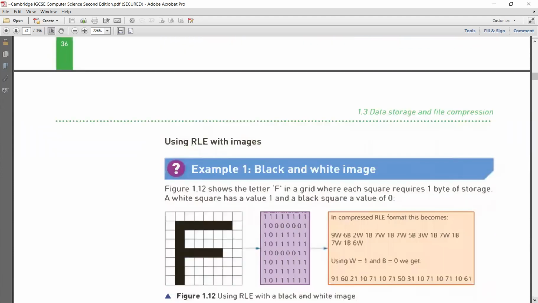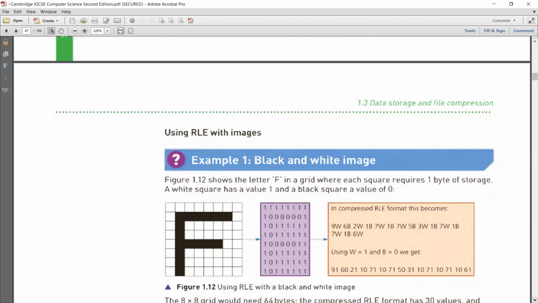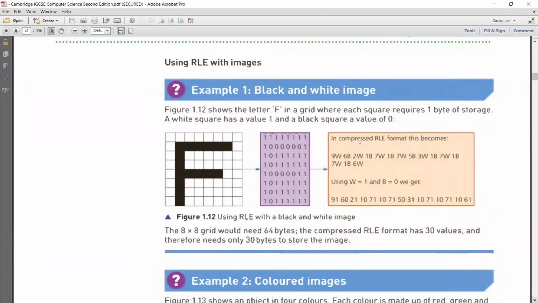Similarly, you can apply RLE on images, which we never studied before, but now we are learning that we can apply this run length encoding on images as well. The images are stored in this manner: the white pixels are represented by a 1, and the black pixels are represented by a 0. Then they are compressed so that, for example, if there are 9 white pixels, they are represented as 9, 1, because 1 represents the value of white.